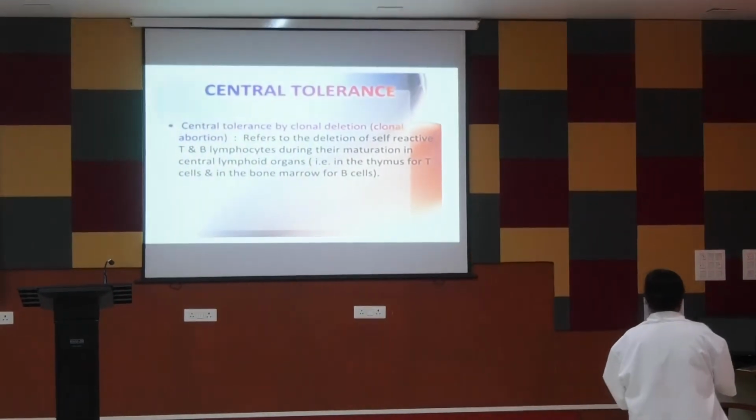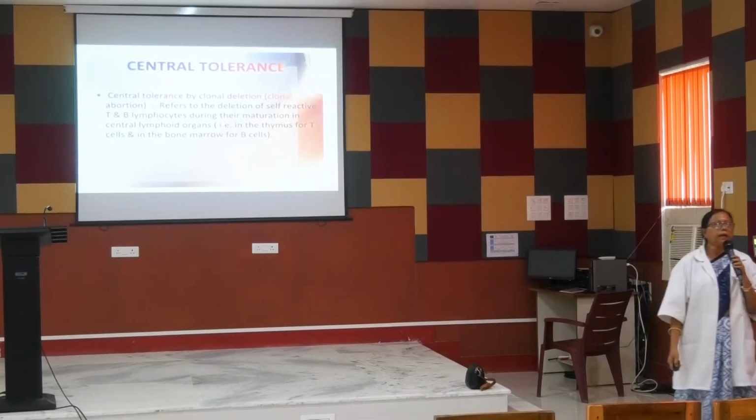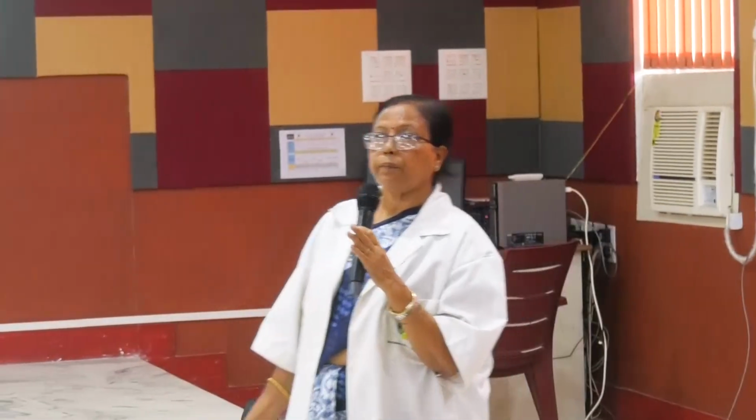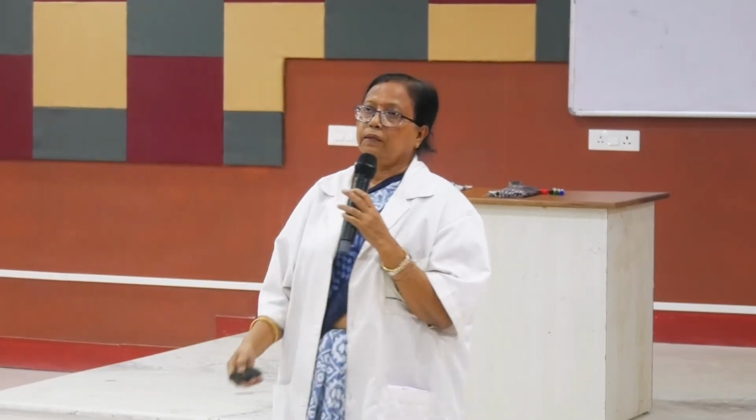Central tolerance means clonal deletion in the thymus, maybe in the bone marrow. They have a normal receptor, or maybe a receptor highly reactive to self antigen. If the body sees that the receptor they produce is not normal and is autoreactive to the self antigen, they are either deleted, undergo apoptosis, or undergo anergy, whatever it may be, and are removed from the system. This is central deletion. What about the peripheral?